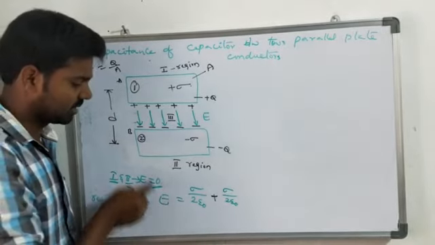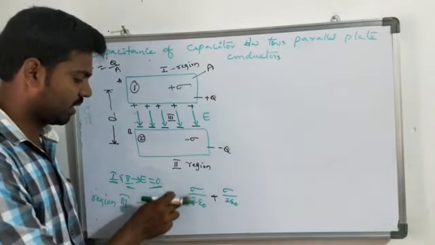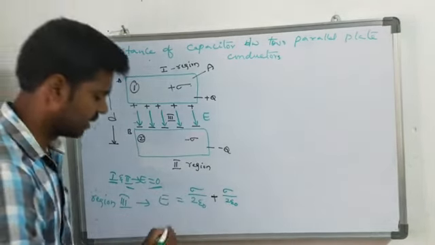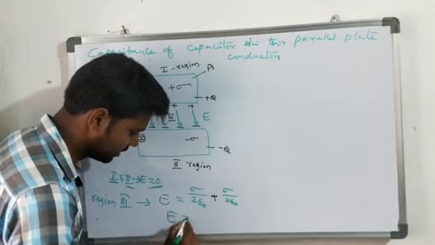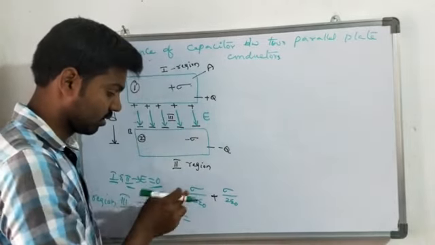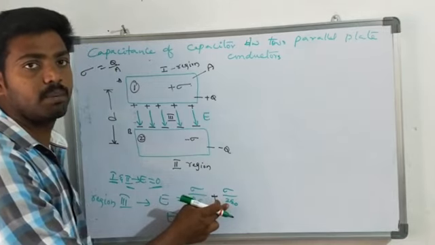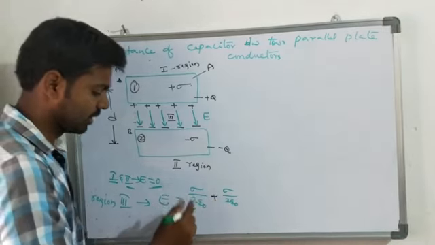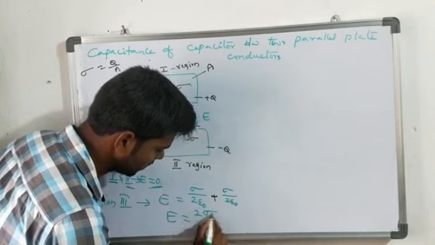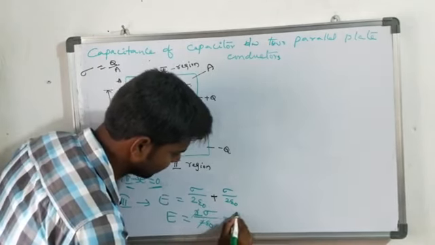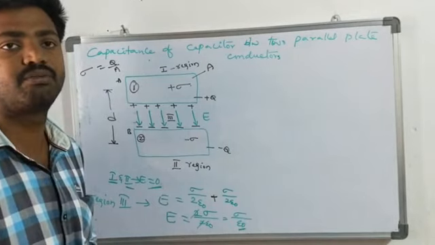Okay. So the surface charge density is what? Sigma by 2 epsilon plus sigma by 2 epsilon. Then E is equal to sigma by 2 epsilon plus sigma by 2 epsilon, which is 2 sigma by 2 epsilon. The 2 is cancelled. Then E is sigma by epsilon, where epsilon is called the permittivity of free space.